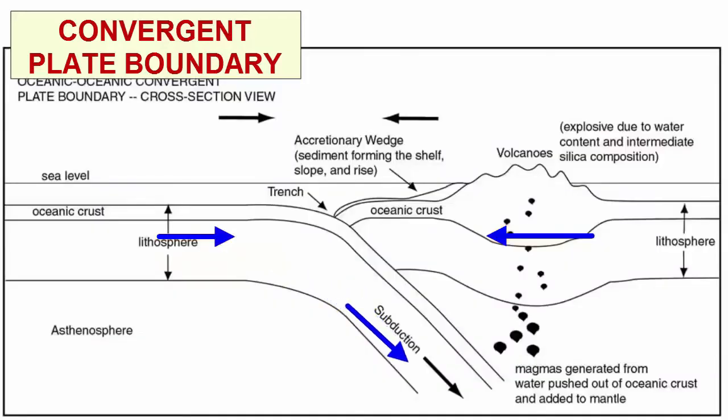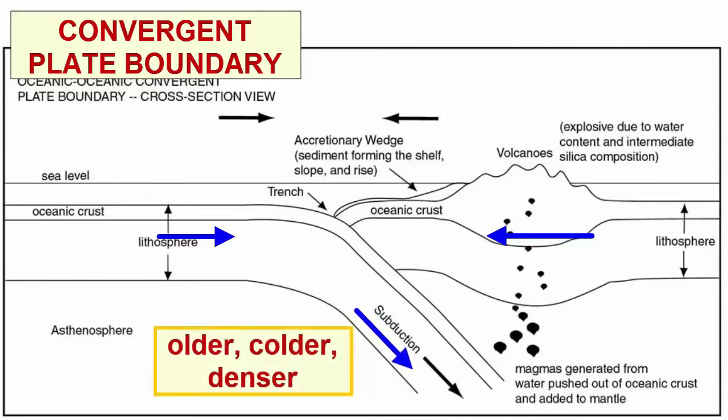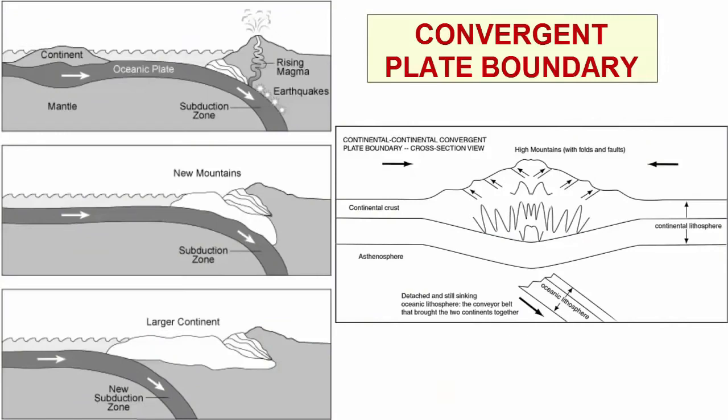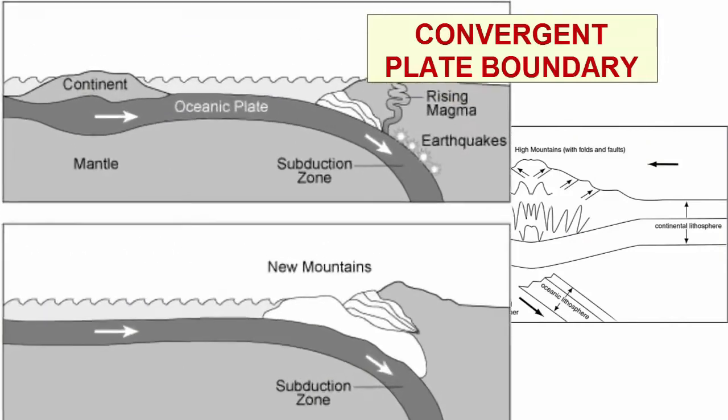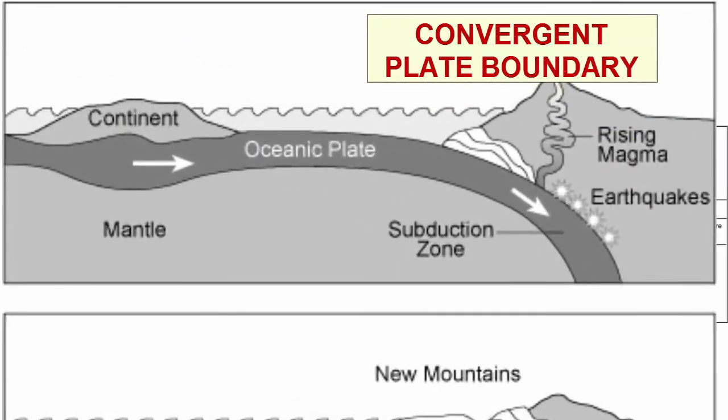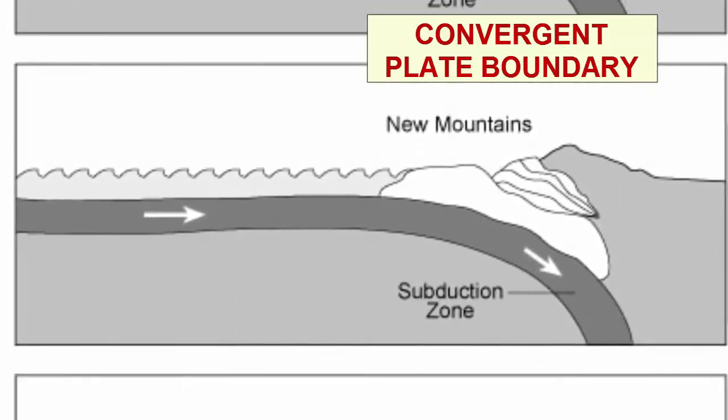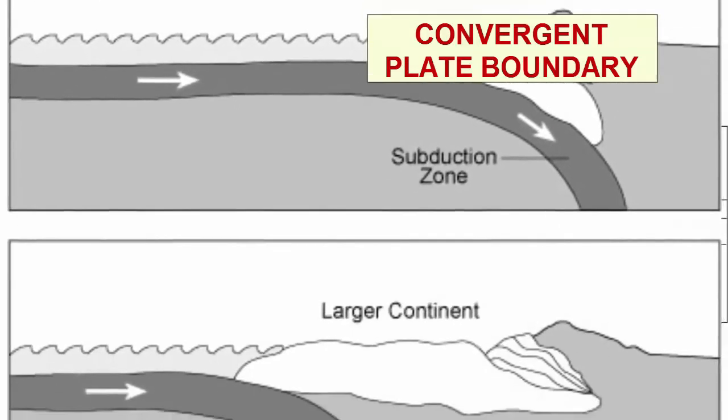Convergent plate boundaries can also exist between two ocean plates, if one plate is much older than the other and convergence brings the two together. The older one subducts under the younger one. Convergent plate boundaries can also exist between two continents, when the ocean that existed between them entirely subducts and the two collide and accrete together to form a larger continent.